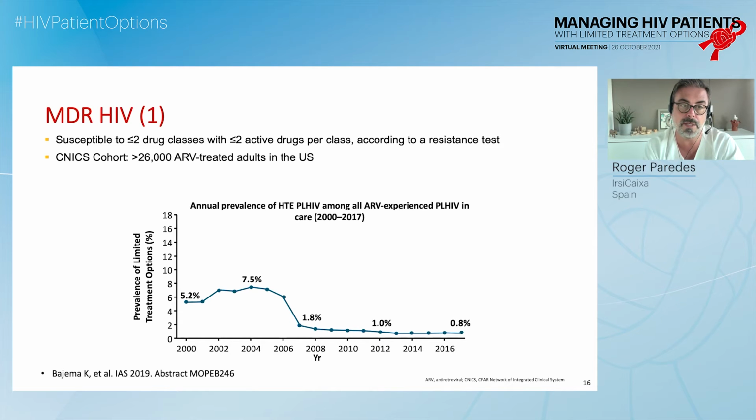So here you see the results of more than 26,000 antiretroviral treated adults in the US from the CNICS cohort, and you can see how the annual prevalence of heavily treatment experienced people living with HIV is really less than 1% nowadays. It went down since late 2006, when we started to have much better drugs.